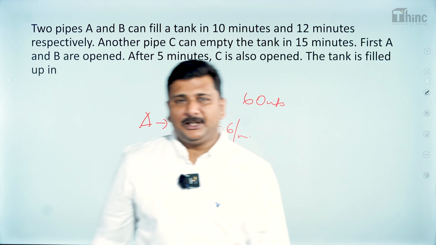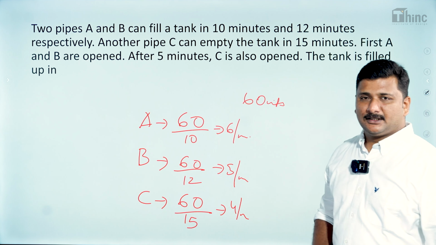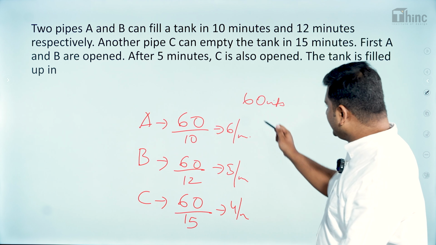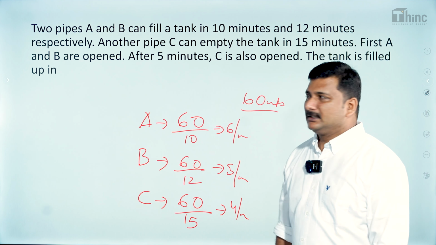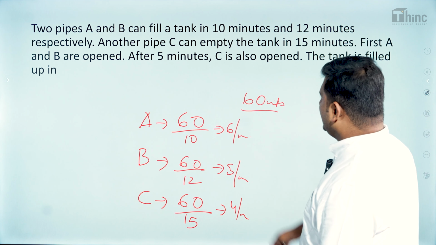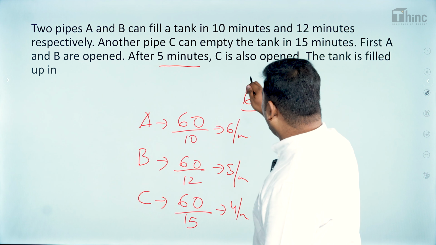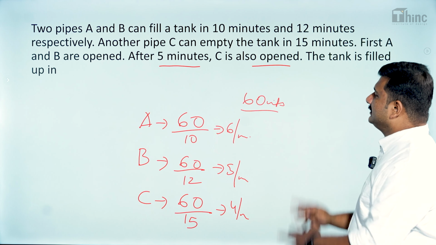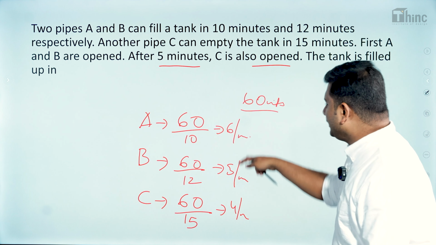So A can fill how many units? 6 units in a minute. B can fill 5 units in a minute, and C will empty 4 units in a minute, if the total capacity of the tank is 60 units. Now what are we doing? For the first 5 minutes, is C open? No. After 5 minutes, C is open. So that means for the first 5 minutes, only A and B are working.